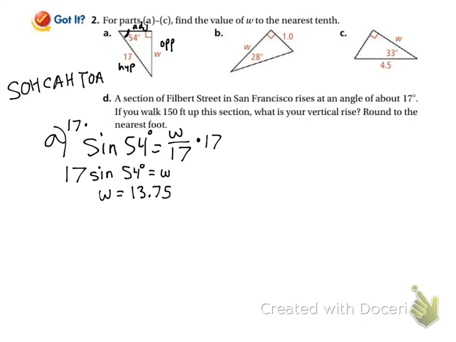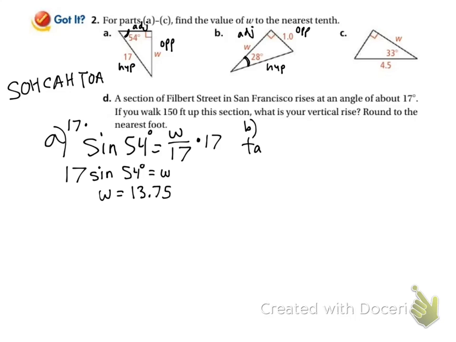Okay, B, let's start labeling sides. Here's our angle, right, the 28 degrees. This one's always our hypotenuse. It's across from the right angle. This one is across from it. So this is the opposite. It's opposite from the angle. And this is the adjacent side. So the labels that we have are on the adjacent and the opposite. So we're going to use tangent.